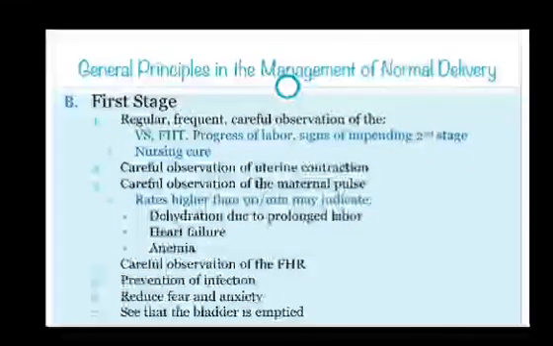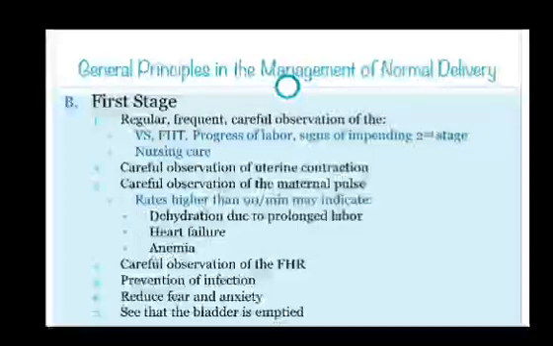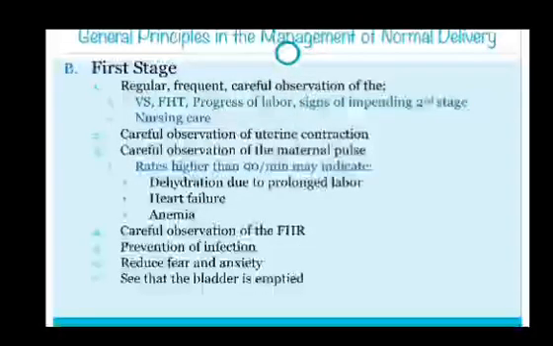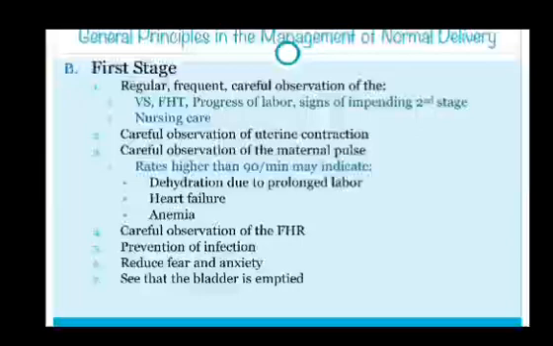Now we can go for the first stage. Regular, frequent, careful observation of the VS, FHT, progress of labor, signs of impending second stage nursing care. Careful observation of the uterine contraction, careful observation of the maternal pulse. Rates higher than 90 per minute may indicate dehydration due to prolonged labor, heart failure, and anemia. You can also note the careful observation of the FHR, and the prevention of infection is noted here.